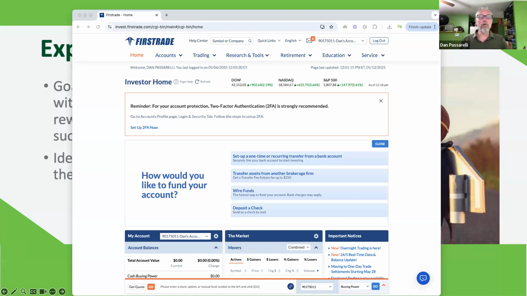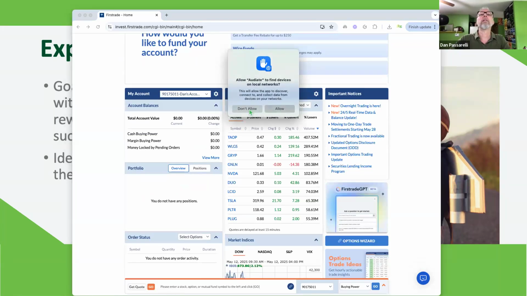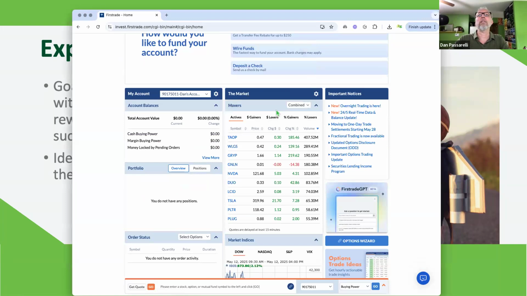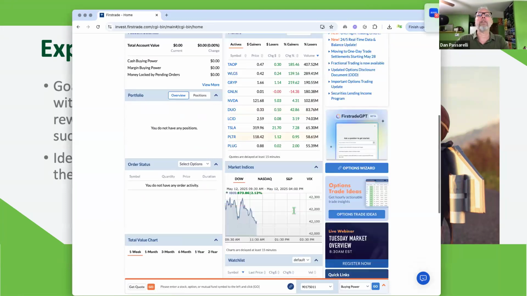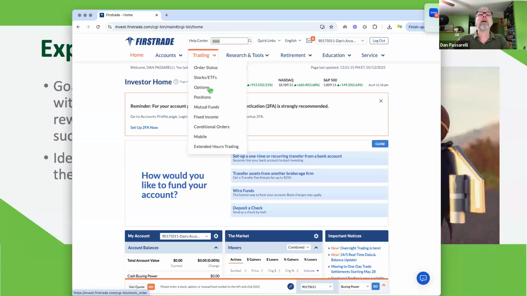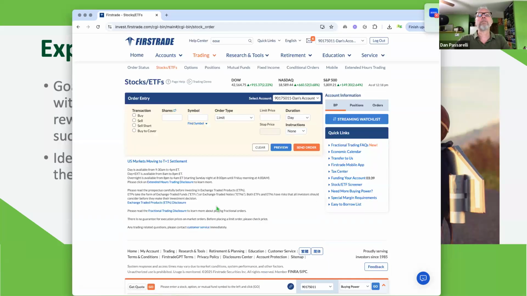All right. So local networks. Oh, my internet connection's unstable. What the heck are you even talking about? Stocks.